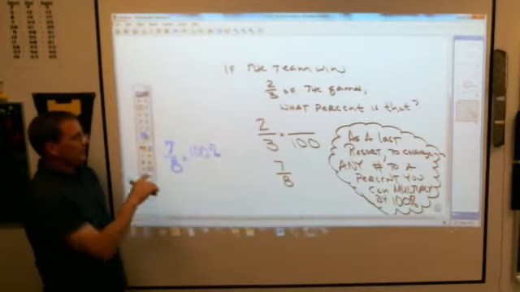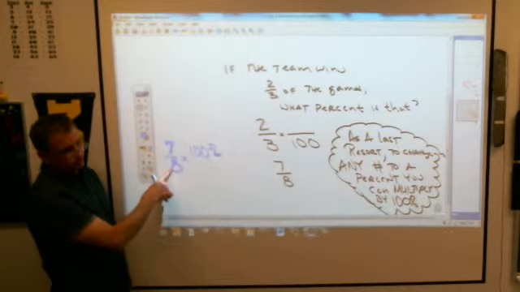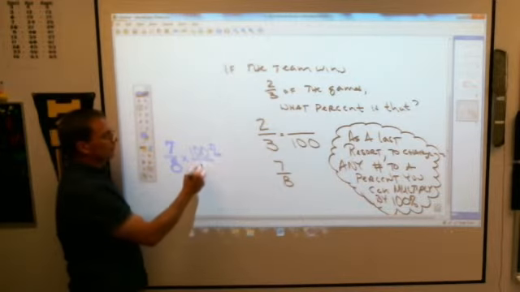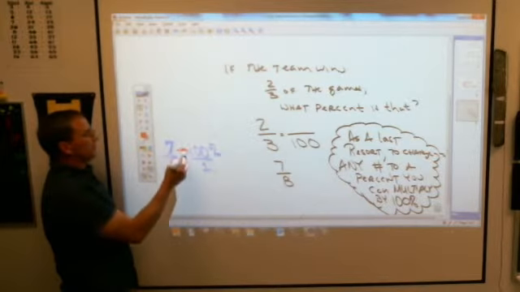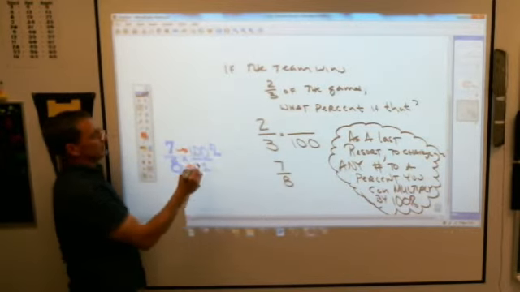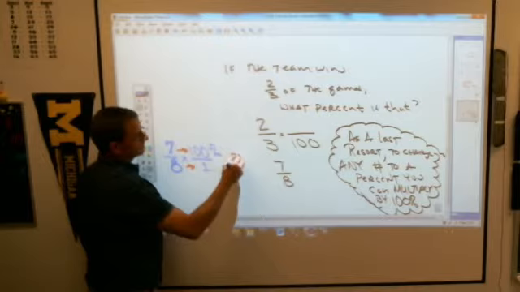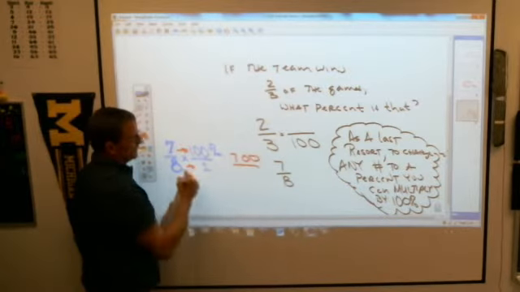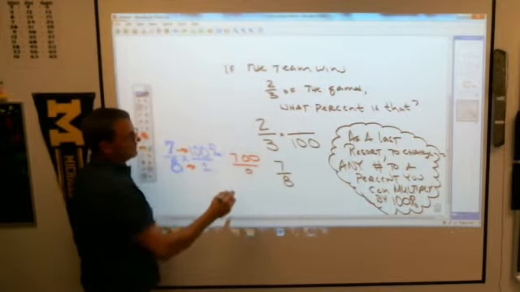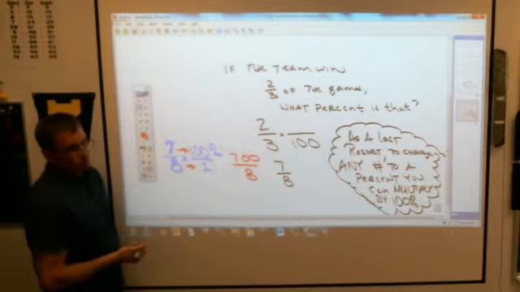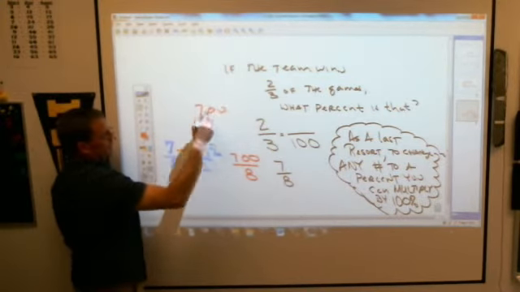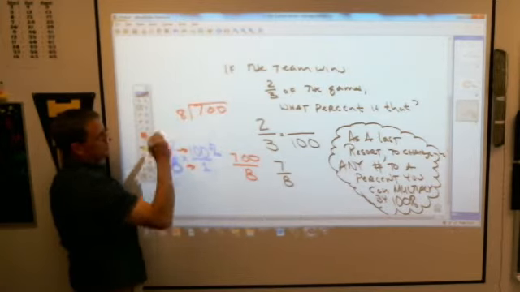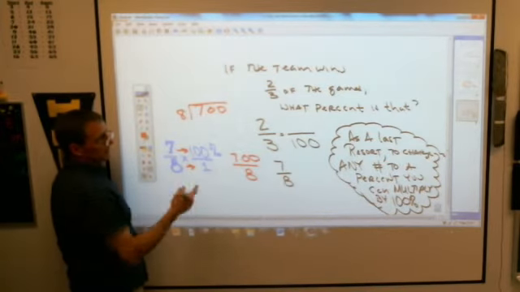Now, how do I multiply 7/8 times 100? What do I have to do with 100? Put it over 1 and make it a fraction. Then multiply across. What is 7 times 100? 700. What is 8 times 1? 8. Now, the reason this is not a lot of fun is because you have to do some division work here. You need to take 700, divide it by 8 and see what you get for an answer. That will be your percent.